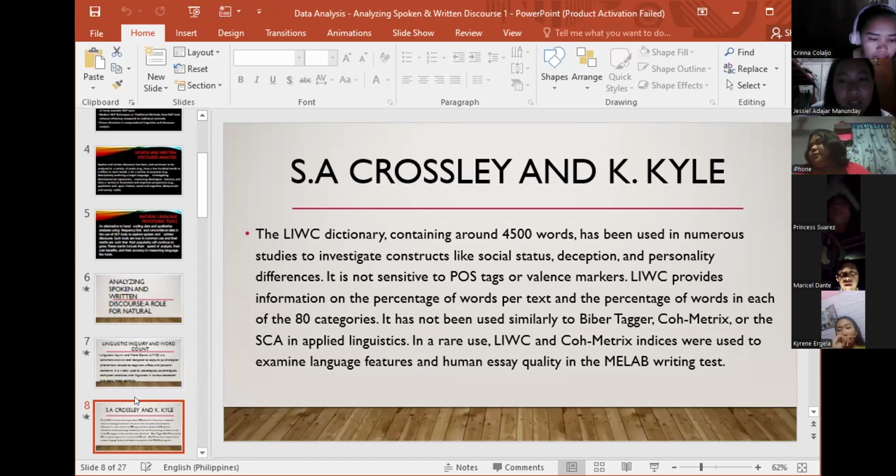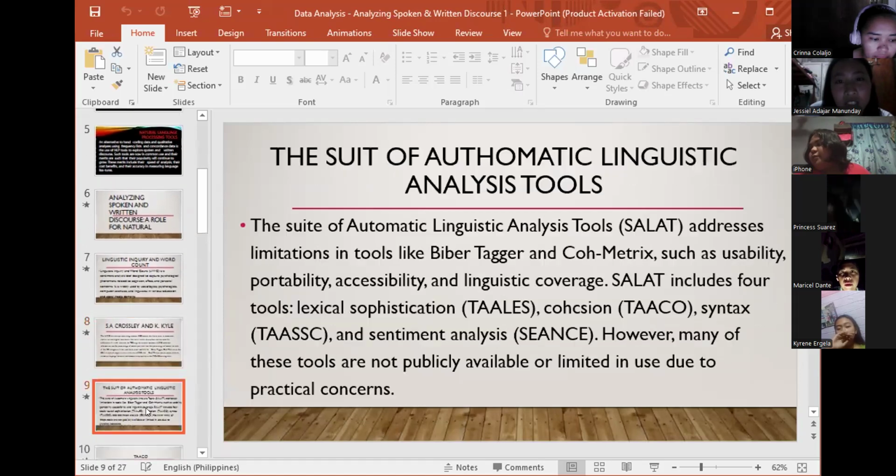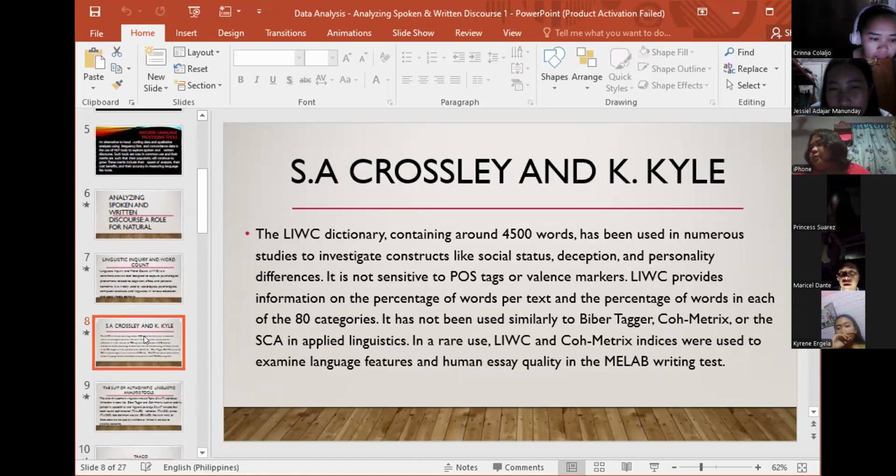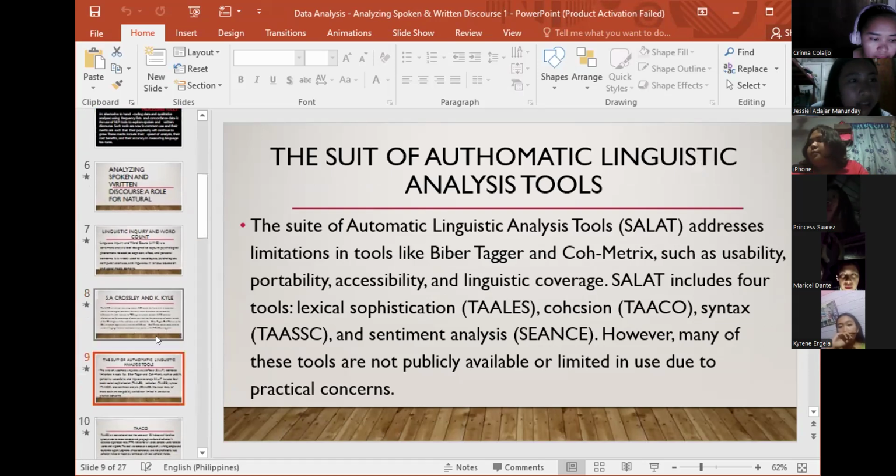So the example of this, we can see the example of Lawrence. So let's proceed to the next, that is the suite of automatic linguistic analysis tools.